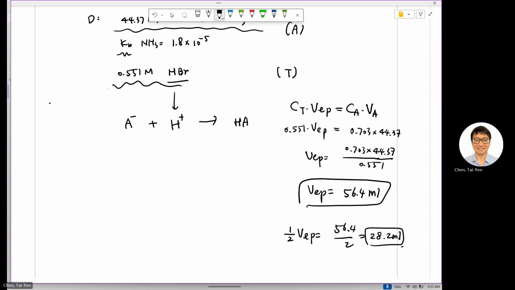Okay, but let's move to another thing I want you to stop and think about. If I ask you, can you calculate the pH of the solution? That's actually more challenging. So how do you calculate the pH of this solution? Again, you need to start by analyzing the moles of your titrant and analyte, and figure out who are the survivors. Okay, so the mole of your analyte will be 0.703 times 44.